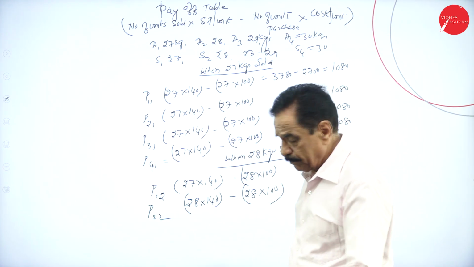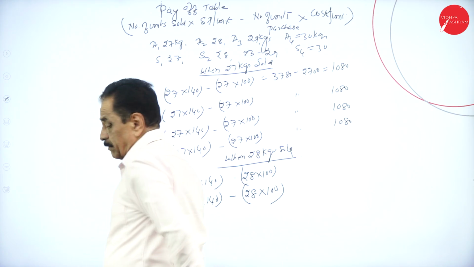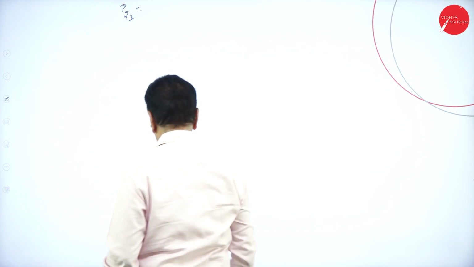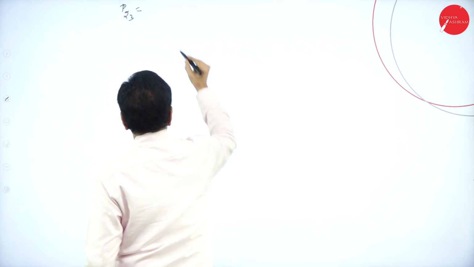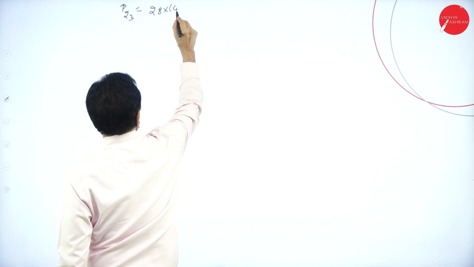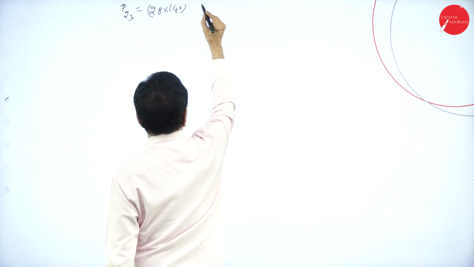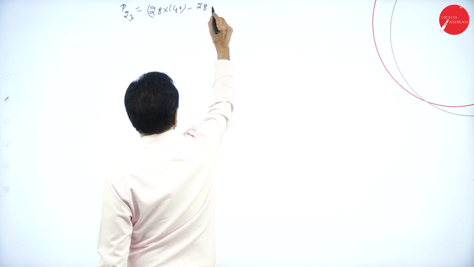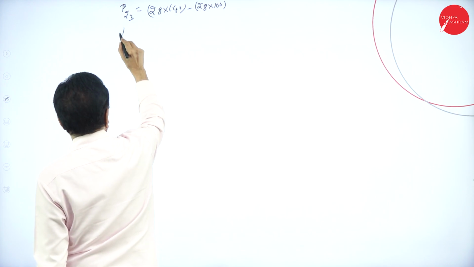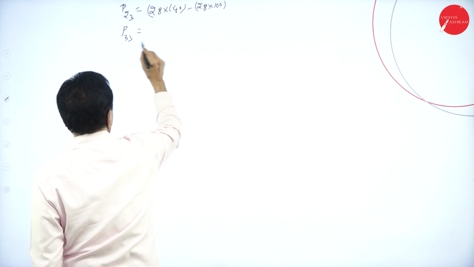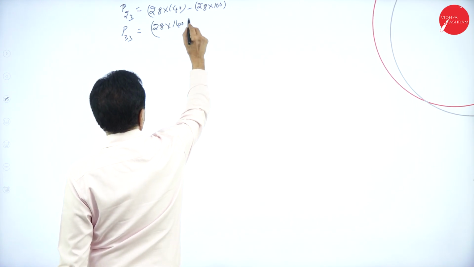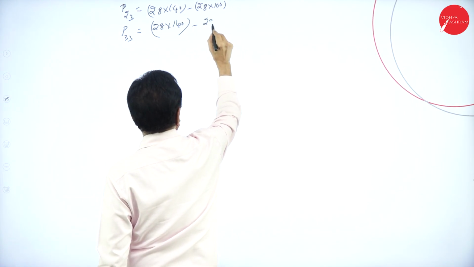Carefully you have to do it. P20, then we'll go to next one. P23, 28 into 140 minus 28 into 100. P33, 28 into 140 minus 28 into 100.